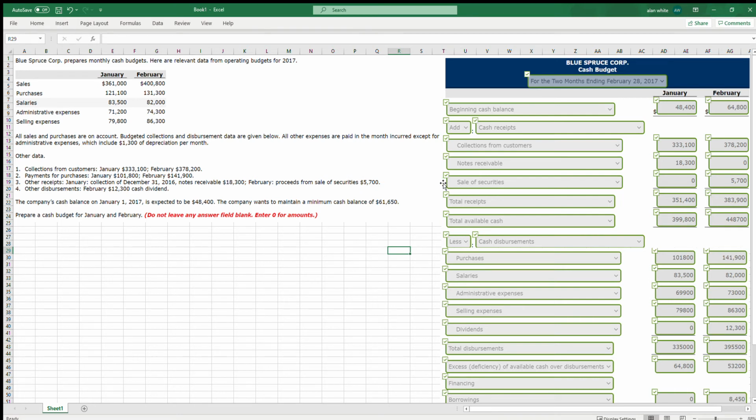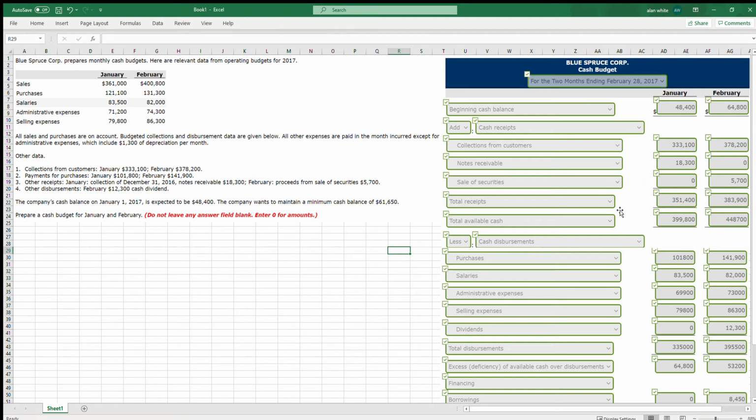The other thing in point 3, excuse me, is it states that proceeds from sale of securities, $5,700, are for the month of February. So it's kind of the opposite here. Our sale of securities is $5,700 for February, and we do not have a value for January. There were no securities sold for January. So again, we put a 0 there.